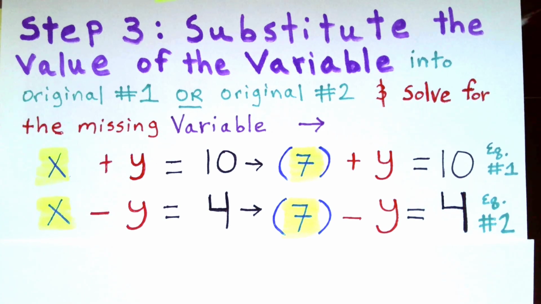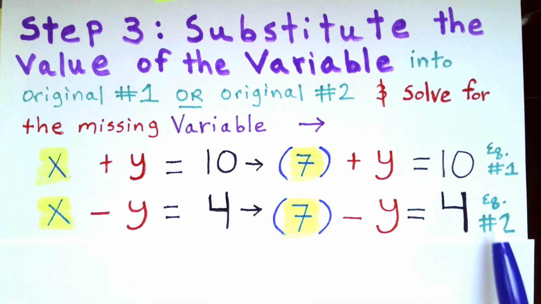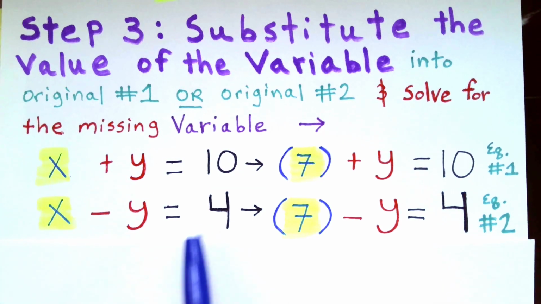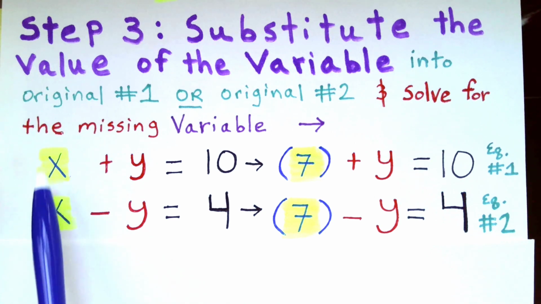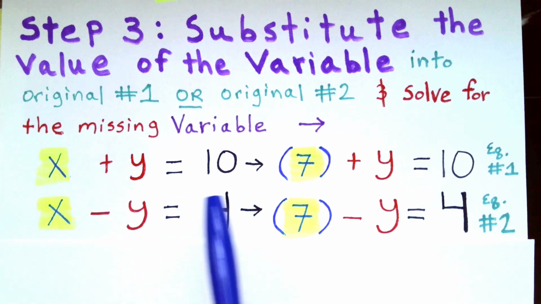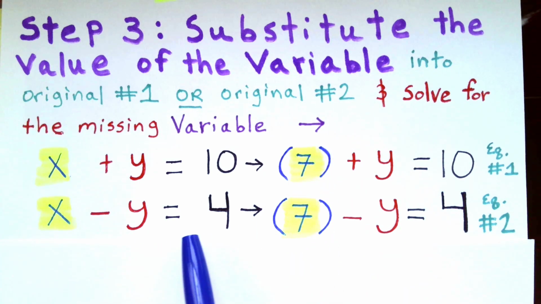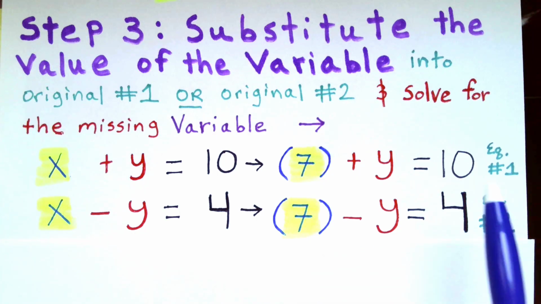Okay, so as you can see here, we have equation number 1. This is the original equation number 1. Here's our equation number 2. I'm going to substitute 7 for x everywhere I see x. So 7 plus y equals 10. That's what you see here. 7 minus y equals 4. That's what you see here.